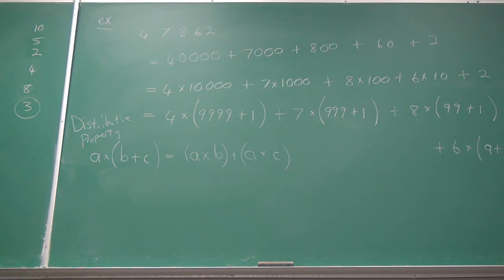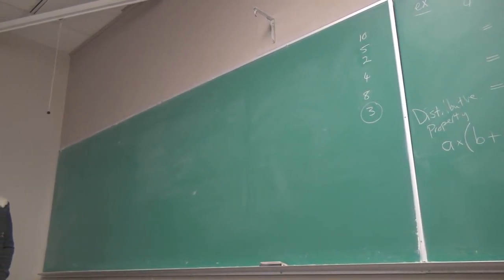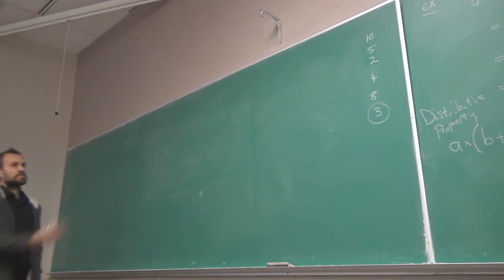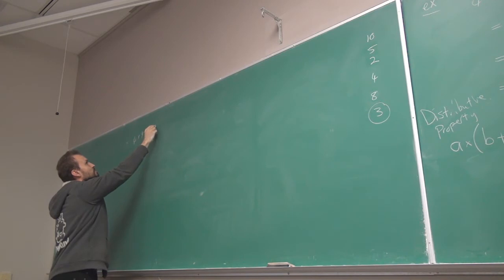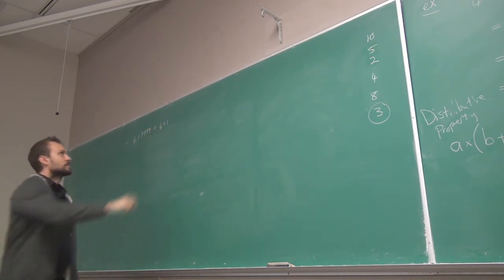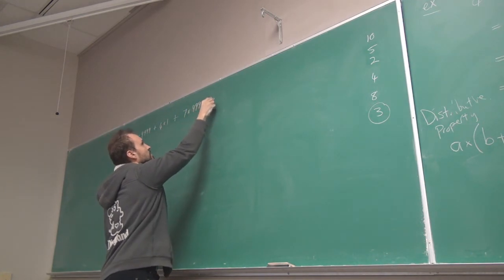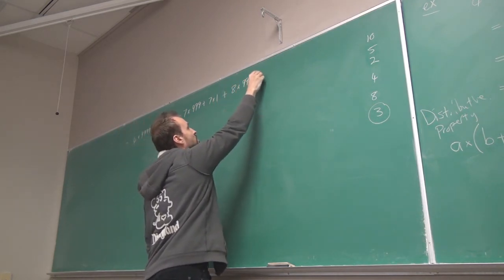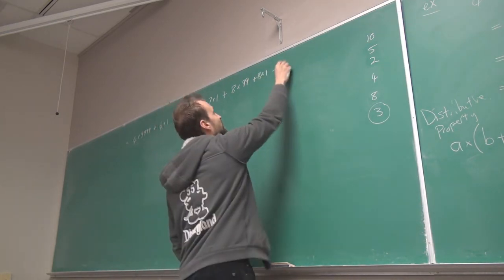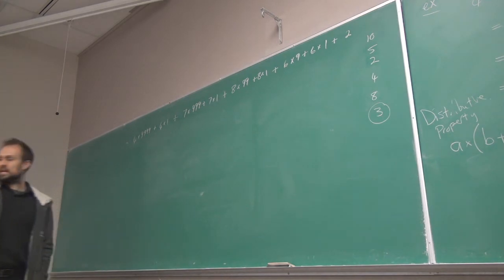So that allows me to simplify this. I say it casually as I'm multiplying the A into the bracket. So that's, I guess, not really what we're doing. It just happens to look like that. So I have 4 times 9,999 plus 4 times 1 plus, now the 7 multiplied in. Then the 8 multiplied in. Then the 6 multiplied in. Then the extra little digit that's just floating around there, the last one.